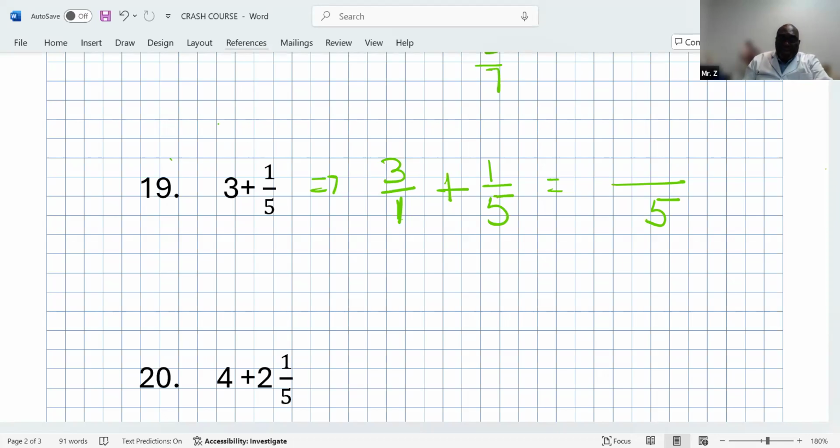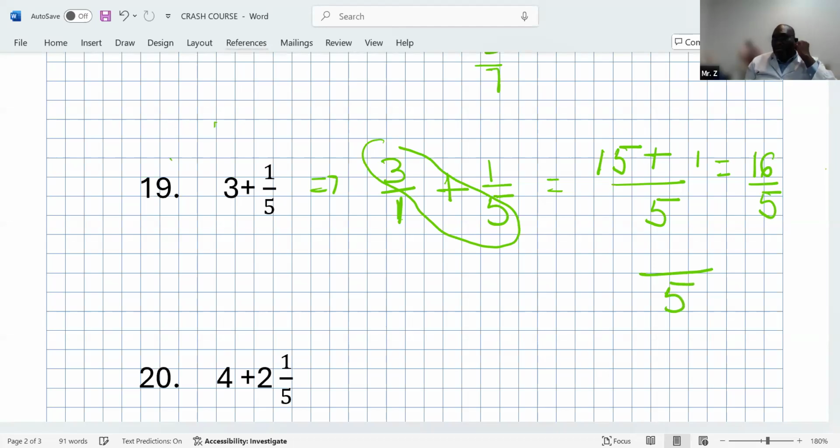Now we're going to do this right here. The first fraction, 3 times 5, you have 15. Now you've got 1 plus 1 times 1, you got 1 over there. So you have a case of 16/5. And when you break it down as a mixed number, you have a 5 over there.